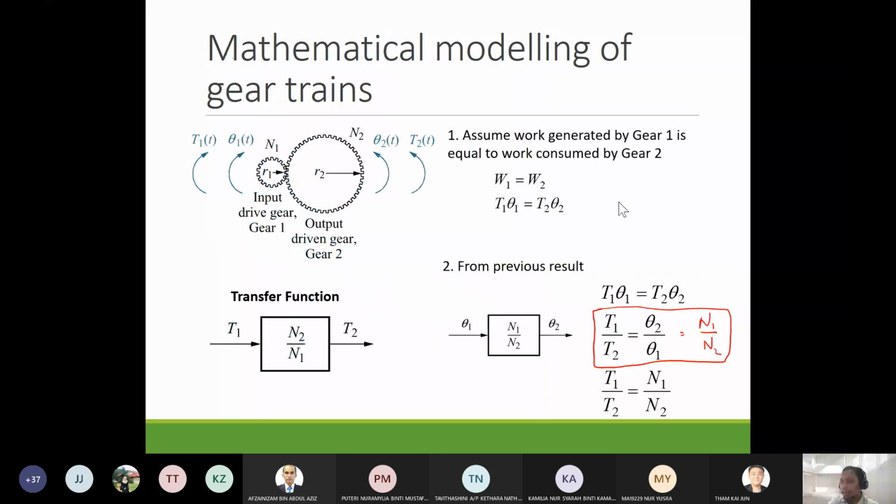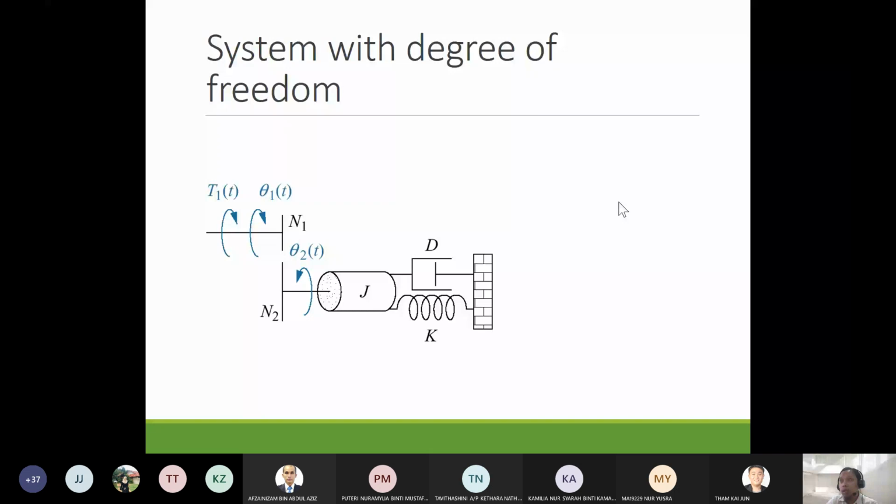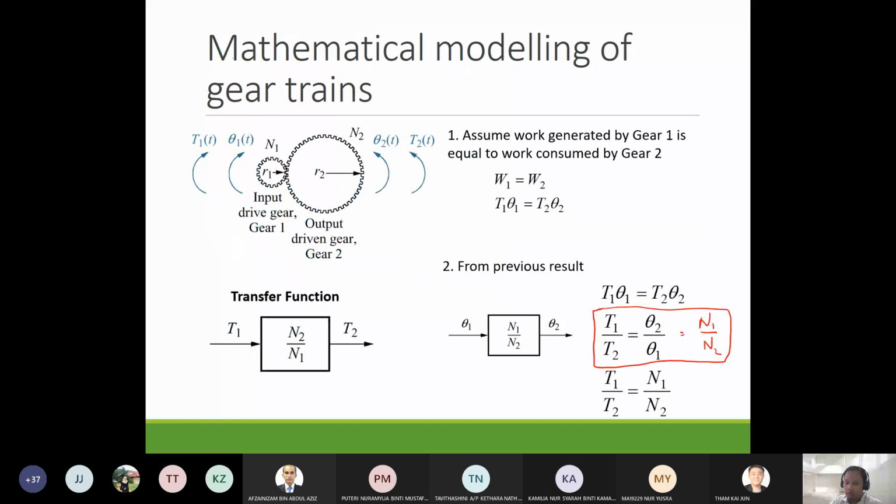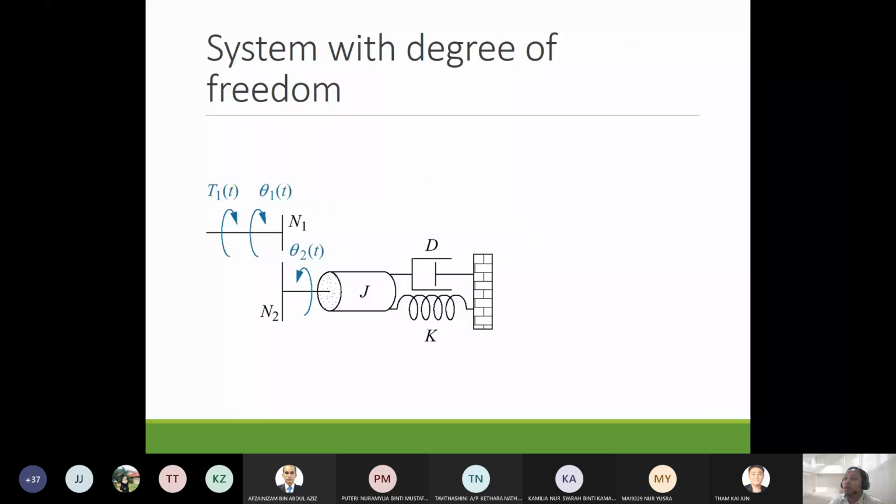Let's look at the application of gear ratio with the rotational system. Let's say you are given a system with 1 degree of freedom. Here we have a shaft that is connected with gear N1. The lines here represent gears. The number of teeth is N1, and on this shaft the angular displacement is theta1, and it is supplied by a torque T1.